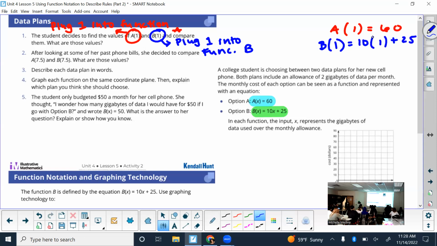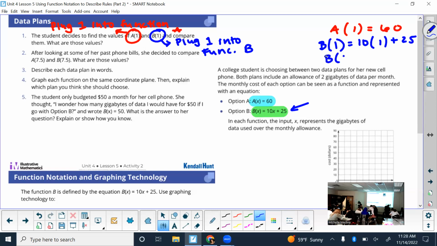Anyone confused on where we're getting these numbers from? No. All right, literally right here. Function notation, like 99% of the time, it's already given to you in the direction. You just have to be able to understand, this is telling me to plug 1 into function B. So then you plug it in.